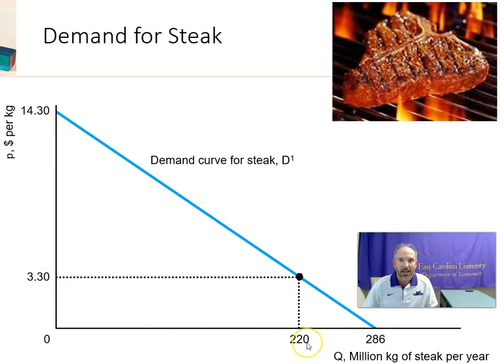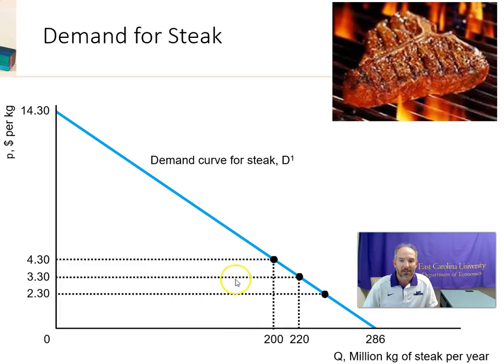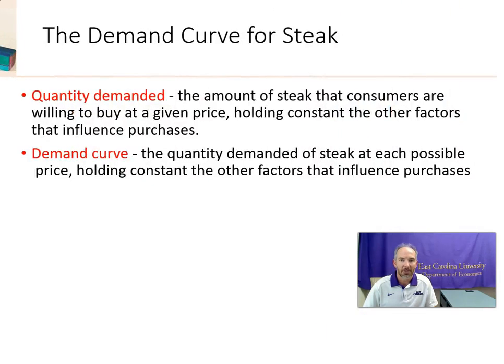Let's assume that the price right now is $3.30. Then we would have 220 units demanded. If the price were to rise, then consumers would want to buy less steak, a decrease in quantity demanded from the price increase. If the price likewise were to fall for steak, then, not surprisingly, we would have an increase in quantity demanded. So, with that said, let's go to the comparison of demand curve and quantity demanded.